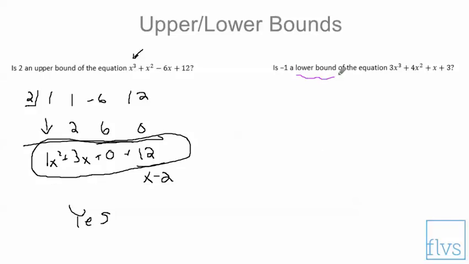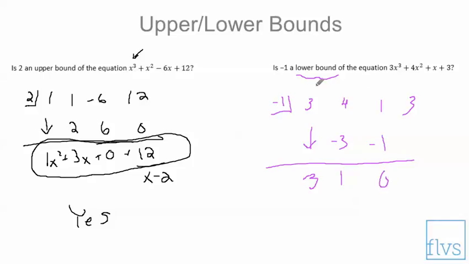It's now asking you for the lower bound of the equation. So I'm going to do the same thing. Set up synthetic division. Set my coefficients, 3, 4, 1, 3. Bring down my first number, always the first step. 3 times negative 1 is negative 3. Negative 3 plus 4 is 1. 1 times negative 1 is negative 1. Brings down and becomes 0. 0 times negative 1 is 0. And 3 plus 0 is 3.